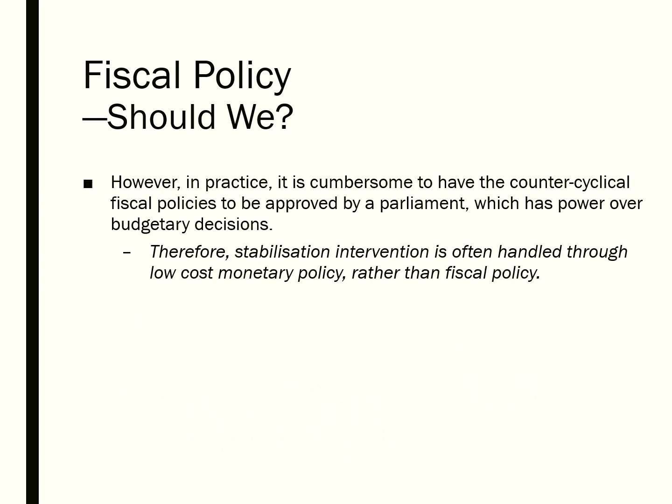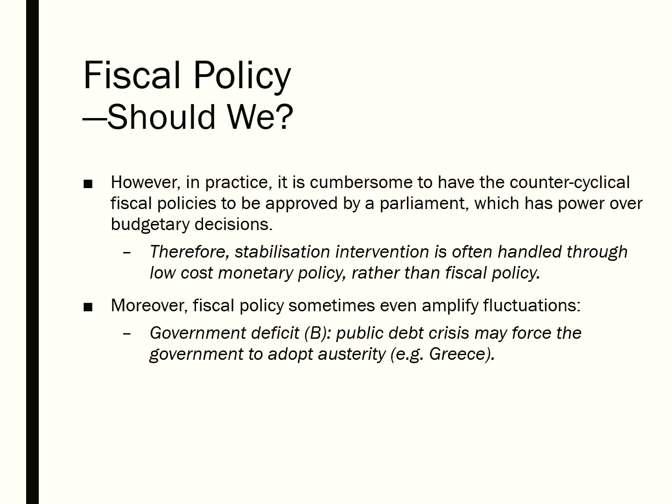So we can, but should we? There are actually two different questions. Just like I can kill somebody, it doesn't mean I should, right? So in practice, we know that it is very cumbersome to have counter-cyclical fiscal policies approved by a parliament. You have to go through a long and tedious legal process to get the extra budget approved. So stabilization intervention is usually handled through low-cost monetary policies rather than fiscal policies.